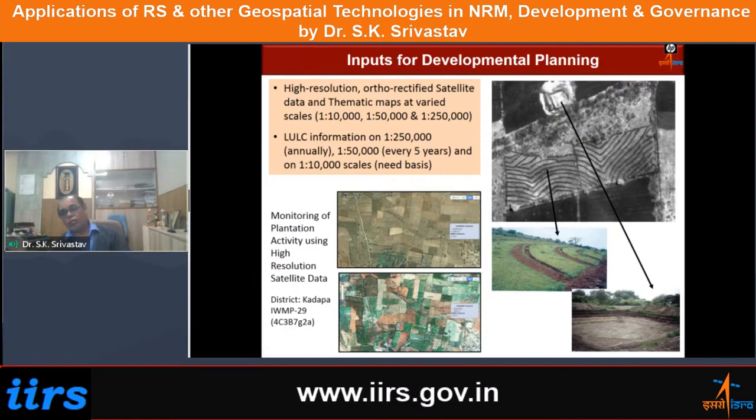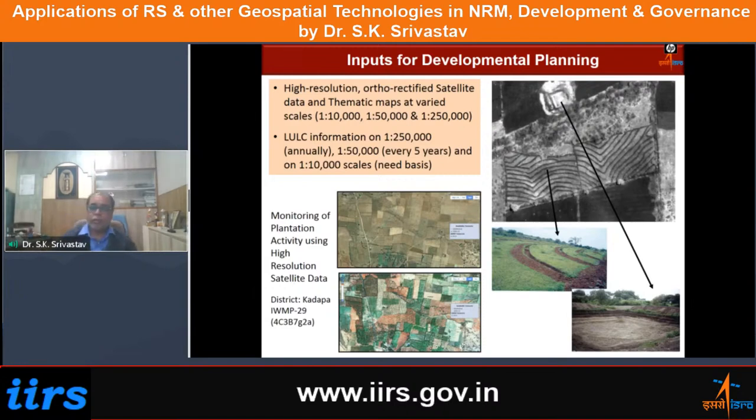So suppose somebody claims that we have made contour trenches as part of the watershed management scheme in a given area, and this much area we have covered or not covered. If you want to check it, you can always use the satellite images and see for yourself whether it has been done or not. A lot of funding is being spent on road making. So what is the progress? You can monitor the progress of the work using satellite images, whether the road has been made or not, and if it has, up to which particular place and so on.